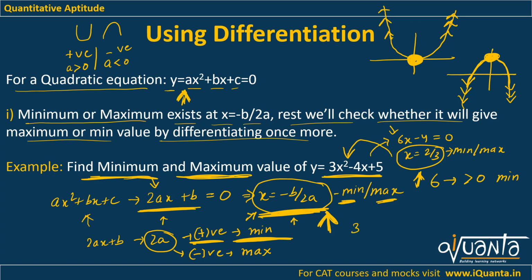So 3 into (2/3) square minus 4 into (2/3) plus 5. You can calculate this. It will be the minimum value of this expression. What about the maximum value of this expression? I just told you the graph, right? I told you that whenever you have a quadratic equation, if the a of the quadratic equation is positive, then the graph of the quadratic equation opens upwards.